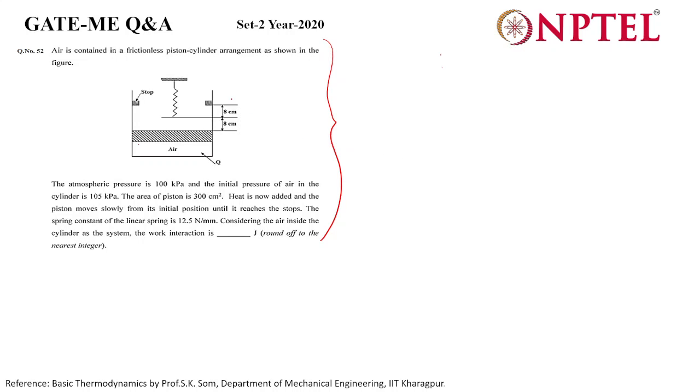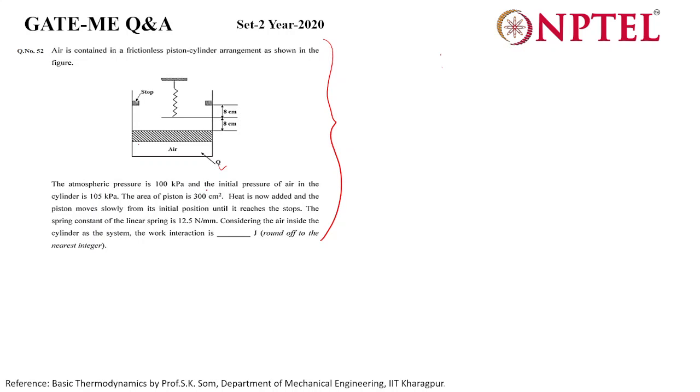Okay. Air is contained in a frictionless piston cylinder arrangement as shown in the figure. I think we have done the same problem in the class, right? At that time we asked about the amount of Q and work done, and we derived all of that. So here we will quickly do it.